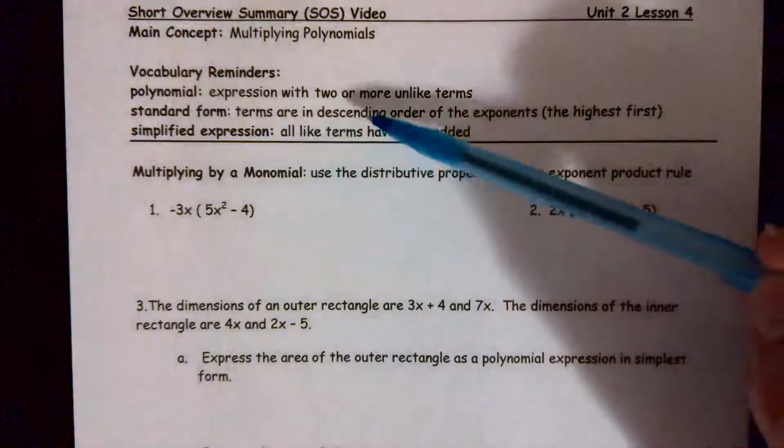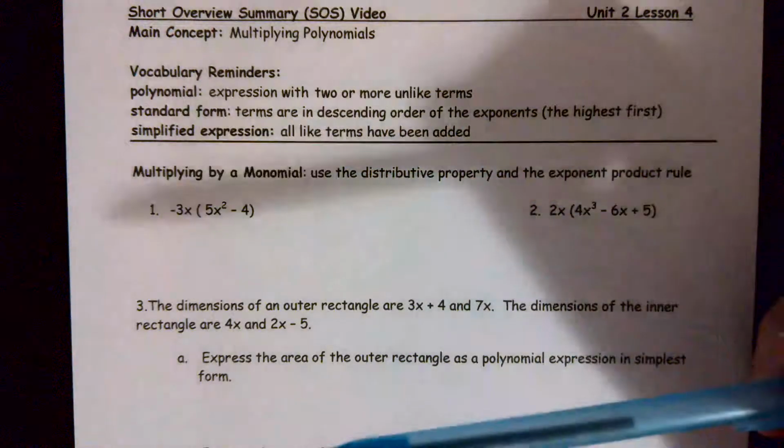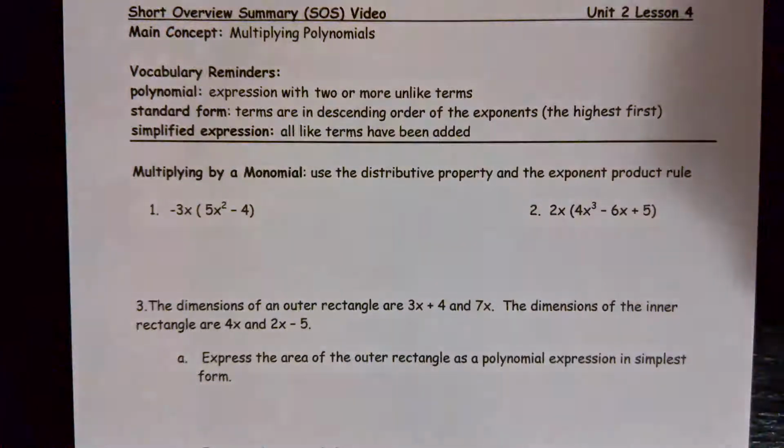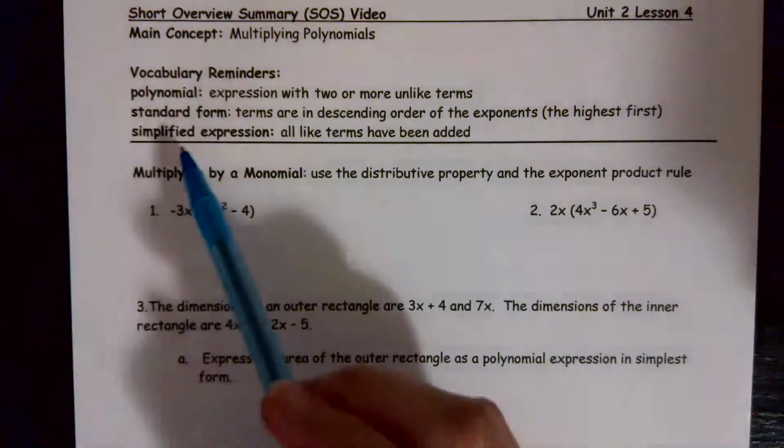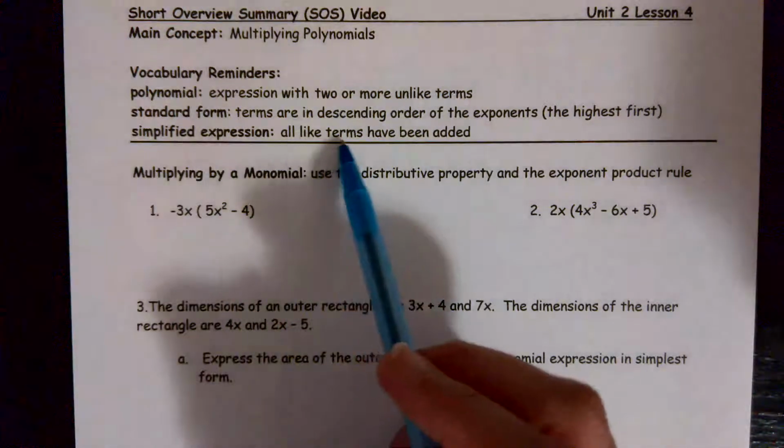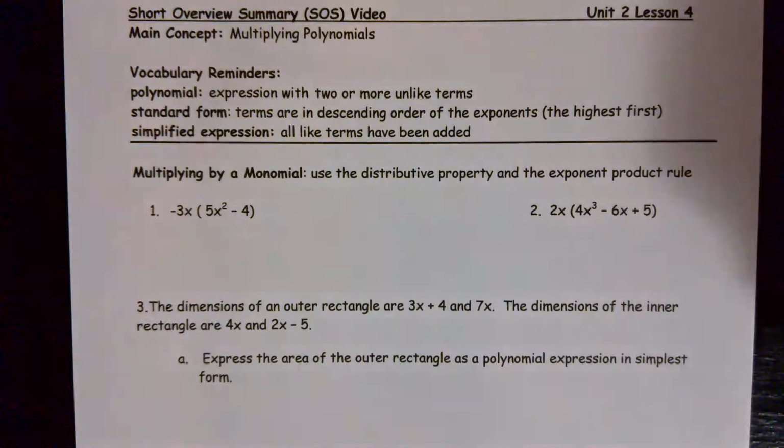Standard form is when the terms are in descending order of the exponents. So first find the highest exponent, that's the degree of the expression, and then the next highest, and so on. Simplified expression means all the like terms have been added.